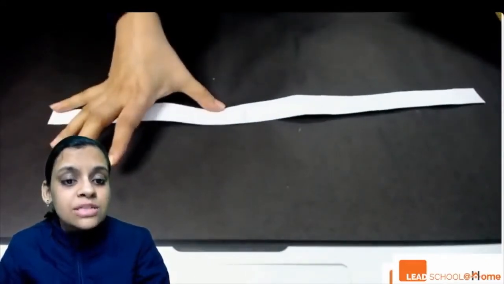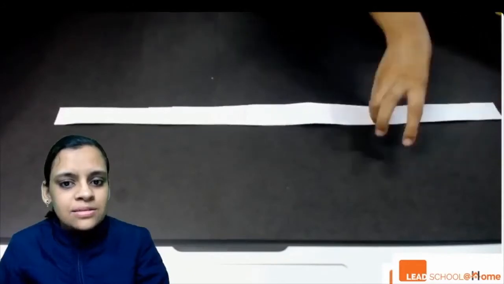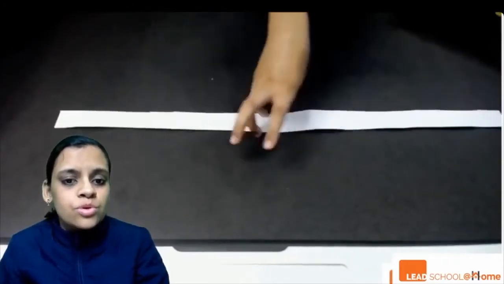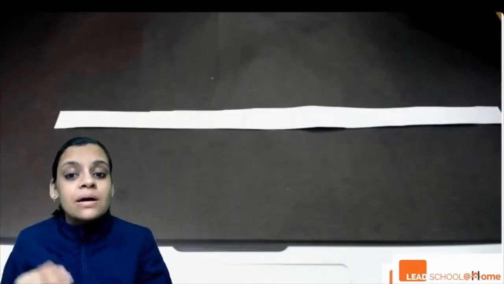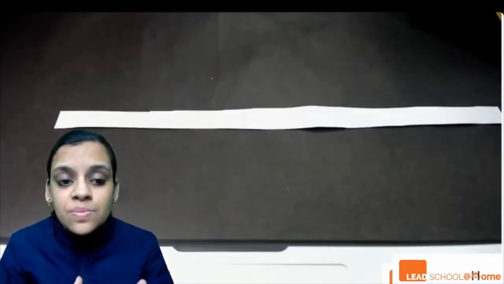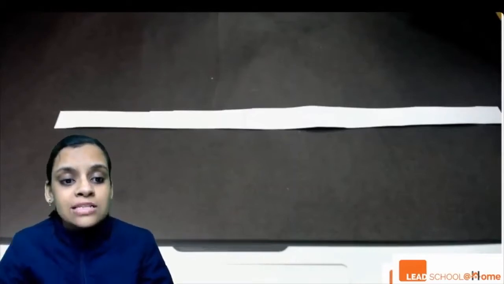Three. So, dear children, when I measured this strip, it was 3 hand span. Yes. Let's see when some other person measures this same strip, what will be the answer? Let's see this. 1, 2, 3, 4. When some other person measured the same strip, the answer was 4 hand span.